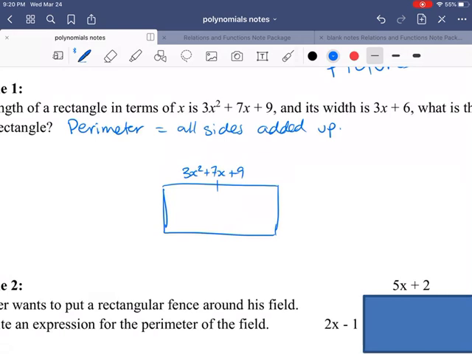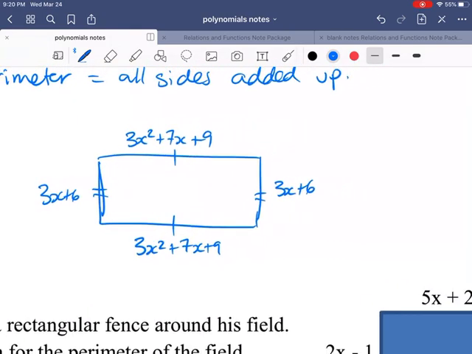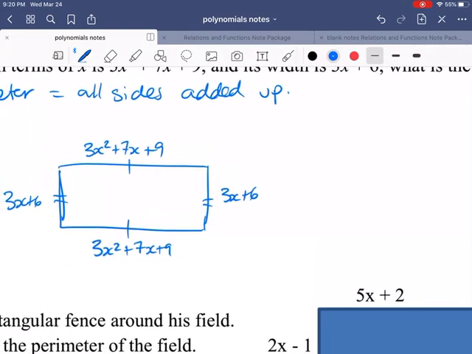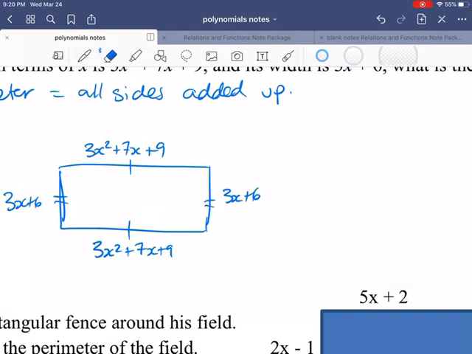Well, if you know anything about rectangles, the length on one side is equal to the length on the other side. So the other side we can also write as 3x squared plus 7x plus 9. Now the width is 3x plus 6, and if it's the width on one side, it's also the width on the other side. Now if you want to just solve this symbolically, you can go ahead and add up all the things that are the same, that is, collect like terms.